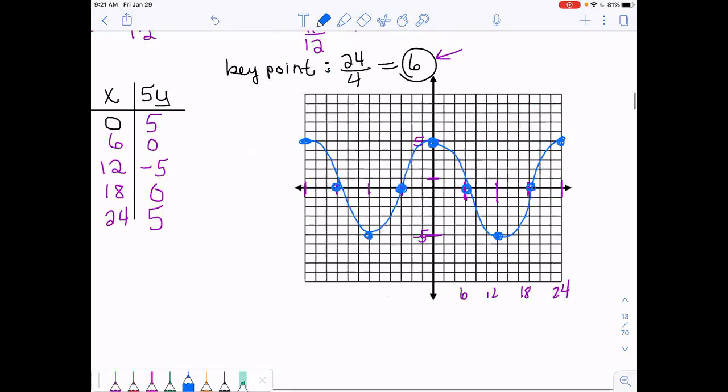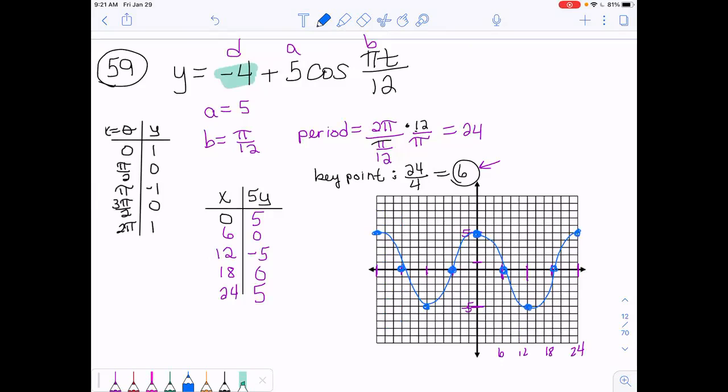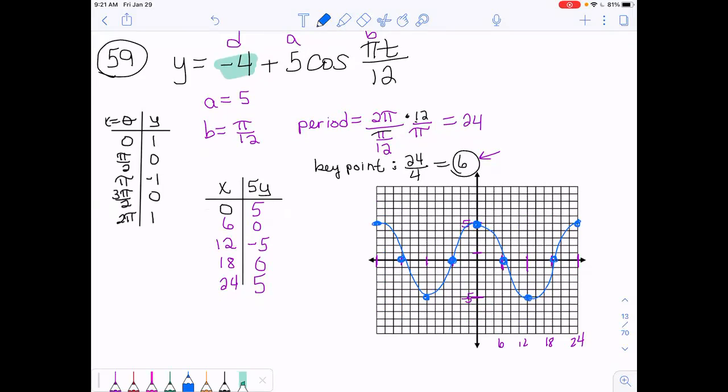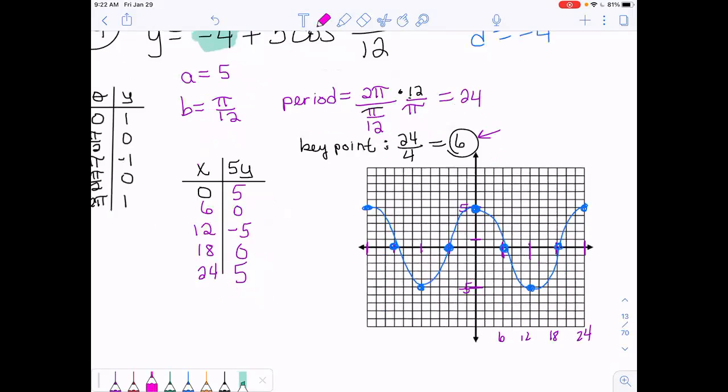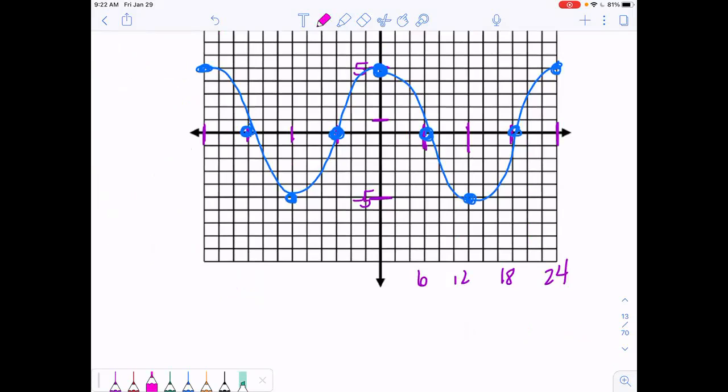All right, let's look at that last part. What is the -4 going to do to our graph? Grant, what do you think? What's it going to do to the graph? Go down 4. Yeah, so the D value is -4. That's going to shift every point down 4. So every one of my points should shift 4 spots, 4 boxes, vertically down.